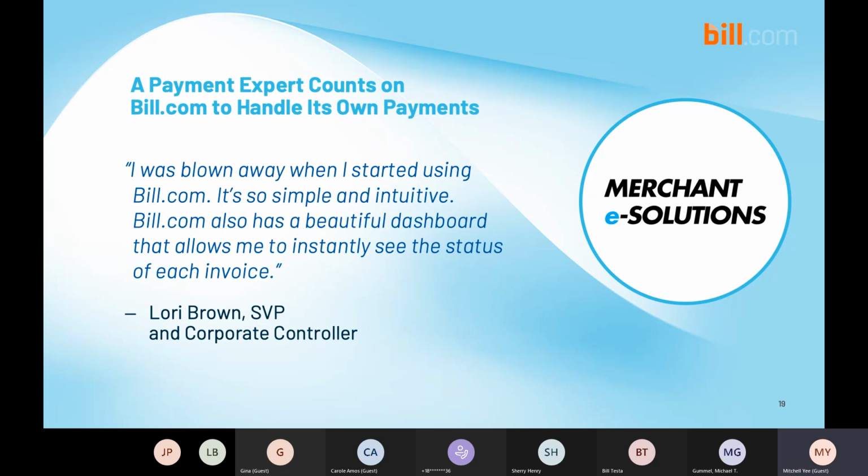Merchant eSolution offers global payment solutions for sales channels, including e-commerce, mail orders, and scheduled payments. The at-a-glance dashboard lets our customers very quickly keep on top of the status of their payments, and it lets them resolve any payment questions very quickly and easily. This is Lori Brown, the Senior Vice President and Corporate Controller, and she's just blown away by how intuitive and simple it is. It's just a beautiful dashboard, she says, and it allows me to instantly see the status of every invoice, giving her insight to everything that is needed.